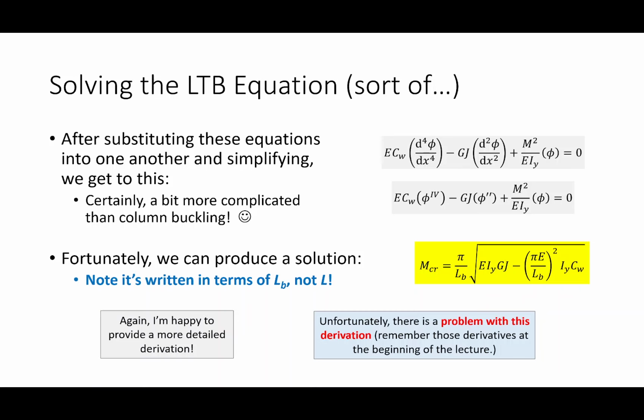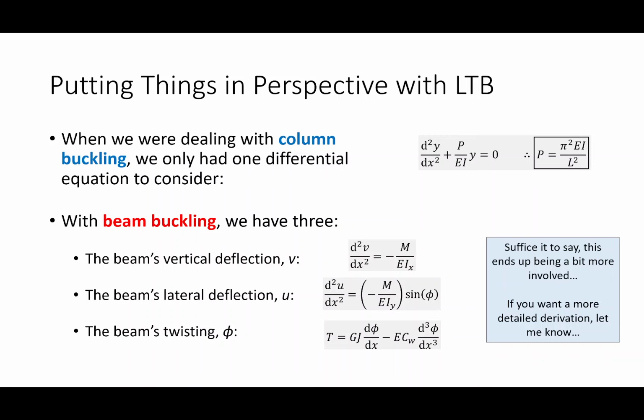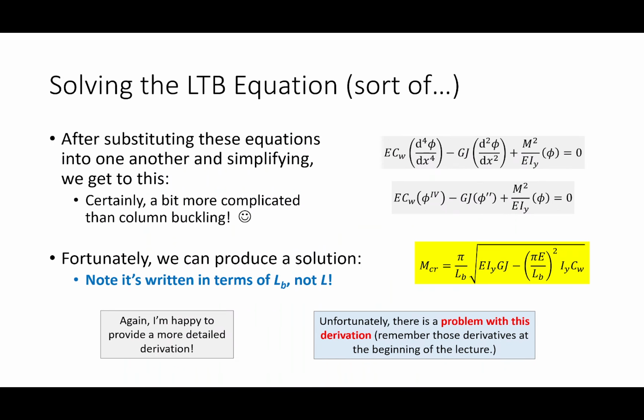So this is ECW times the fourth derivative minus GJ times the second derivative plus this term times the function itself equals 0. By the way, our differential equation now is not written in terms of deflections, but it's written in terms of the angle of rotation, okay? So, all right, we get this differential equation, and from that we solve and we get this. And very much akin to how we did this one, we took this differential equation, solved to get that. We're going to take this differential equation, solve it to get this moment that causes buckling, okay?